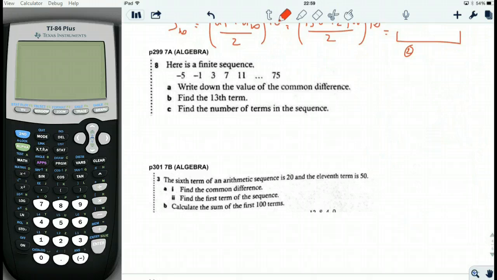7a, number 8. Here is a finite sequence: -5, -1, 3, 7, 11. It goes all the way to 75. Common difference. That's really easy, right?